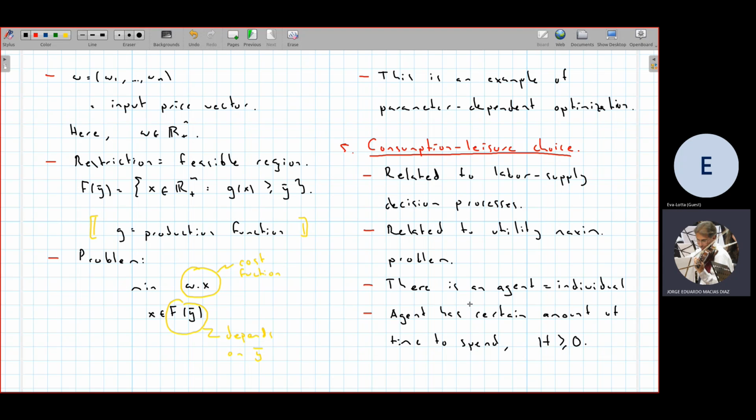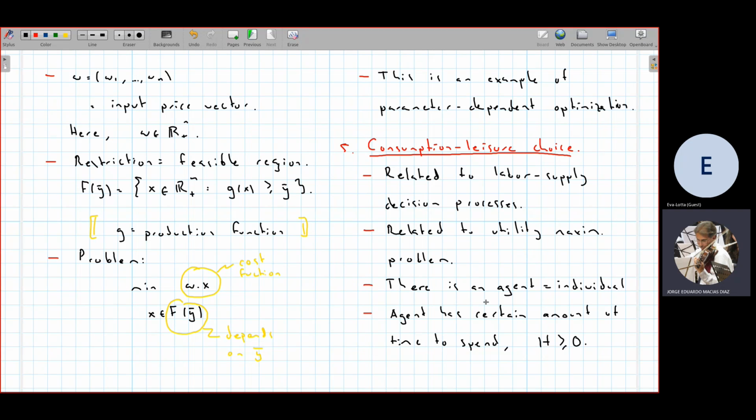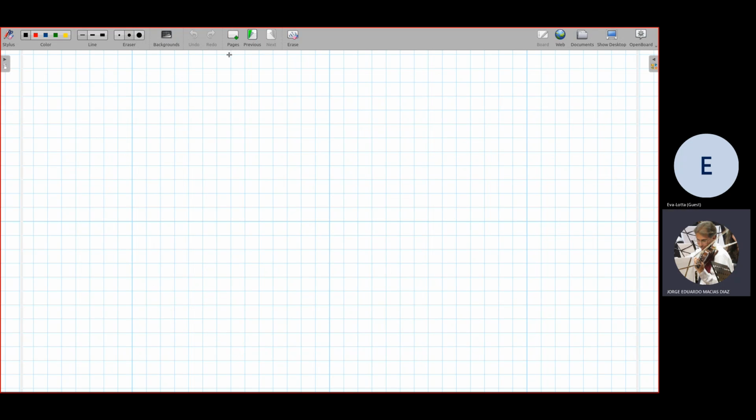Can we change the page? Yes, okay, thank you. So remember, this person has a certain amount of time to spend, which is h, and this person can use it doing some activity or doing nothing. So next page.